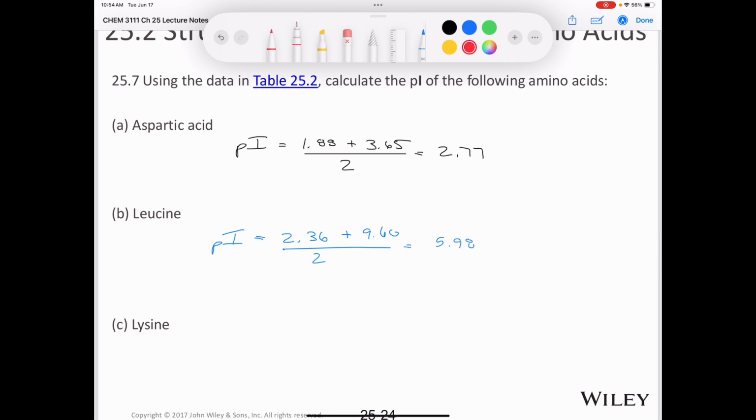And then lastly, lysine has two ammonium groups. It's got a basic side chain. So we get the isoelectric point of lysine by taking the average of the pKa values of the two ammonium groups. And again, I've gone ahead and looked both of those up. So we have 8.95 and we have 10.53. So if you add those up and divide by 2, we get 9.74.